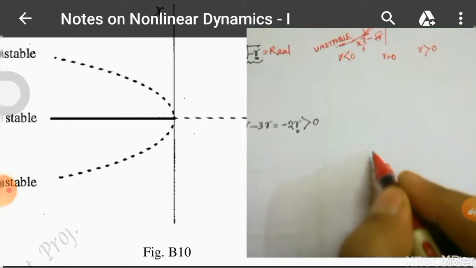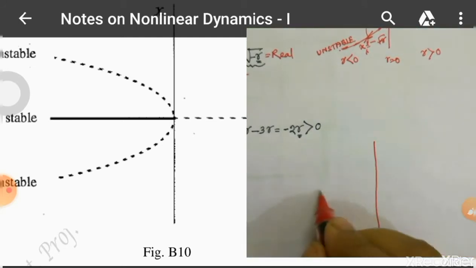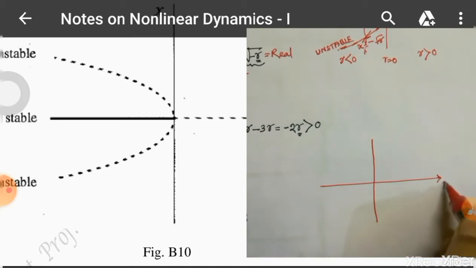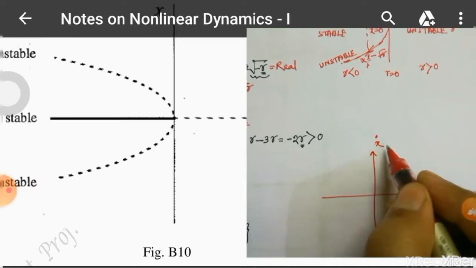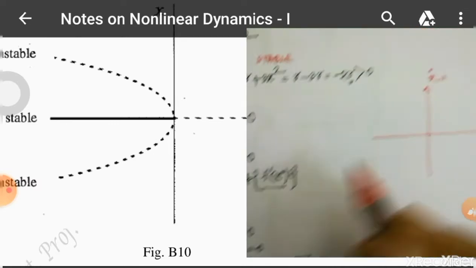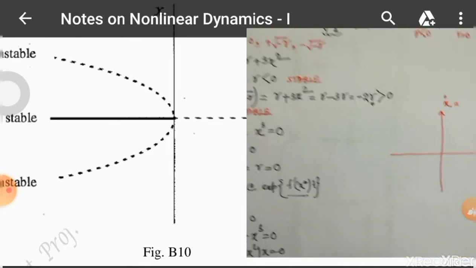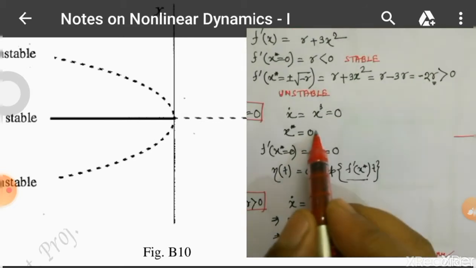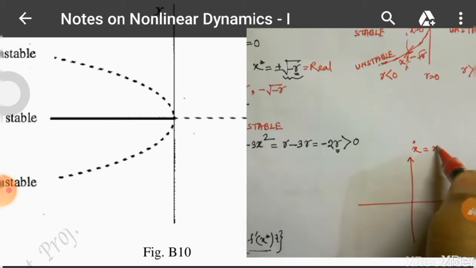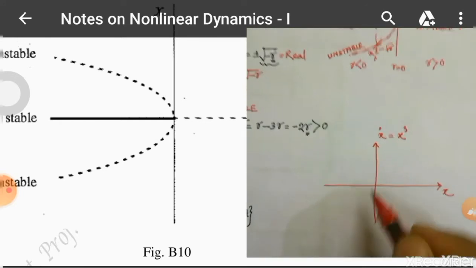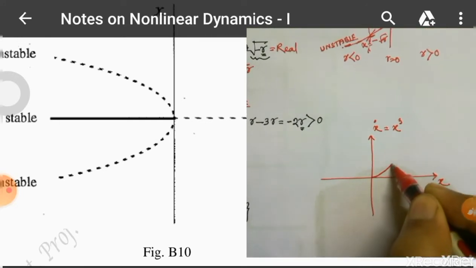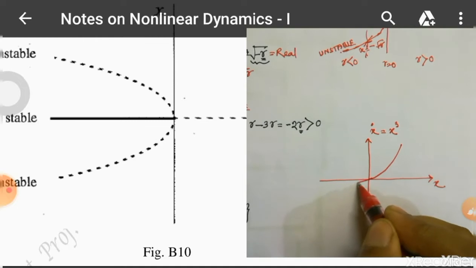For that, we will plot x along this axis and x dot along this axis. Now, for r equal to 0, x dot equals x cube. Therefore, if we plot x versus x dot, this will be a curve like this one.